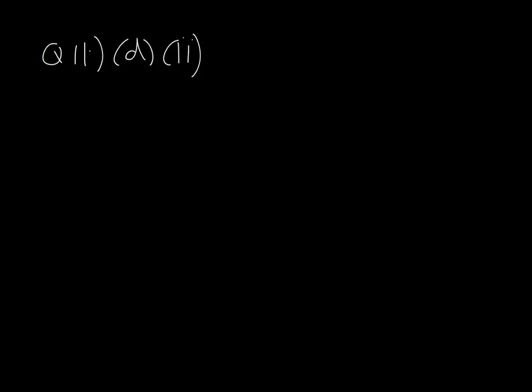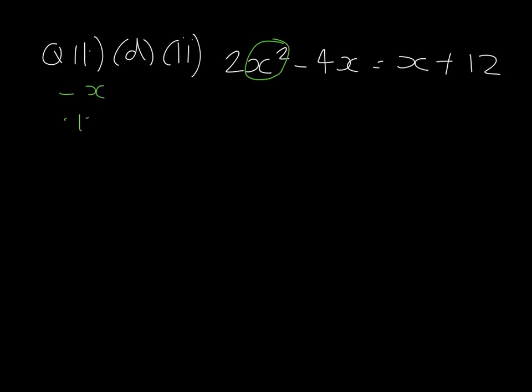Question 11, part D, part 2. We have this equation, 2x squared minus 4x equals x plus 12. Now again, this is a quadratic equation. Notice the highest power of x is x squared, but it's not equal to 0, so we have to subtract an x and subtract a 12. This makes the left-hand side 2x squared minus 5x minus 12, and the right-hand side becomes 0.